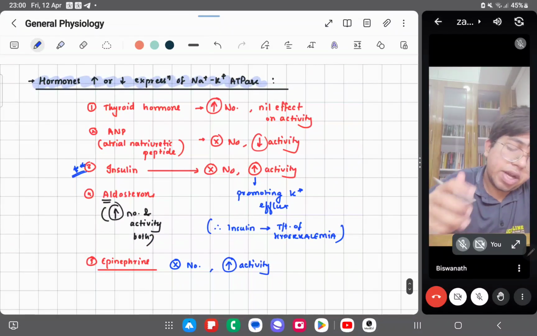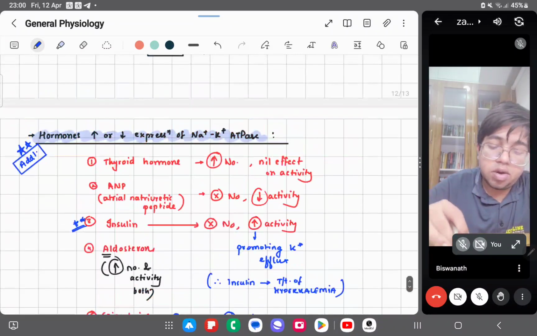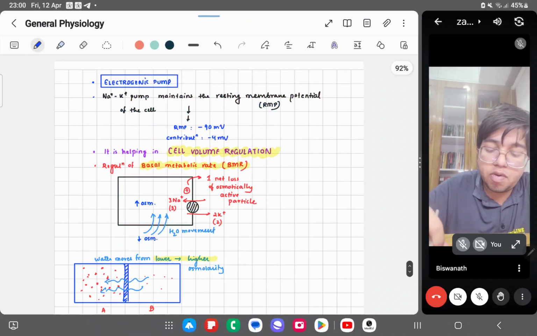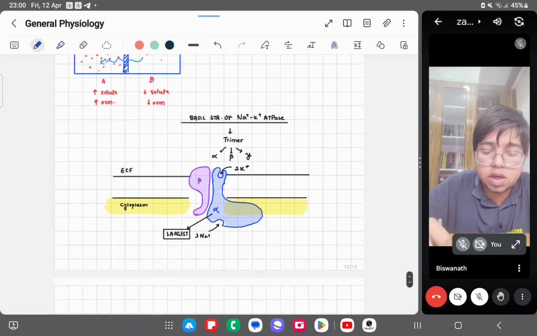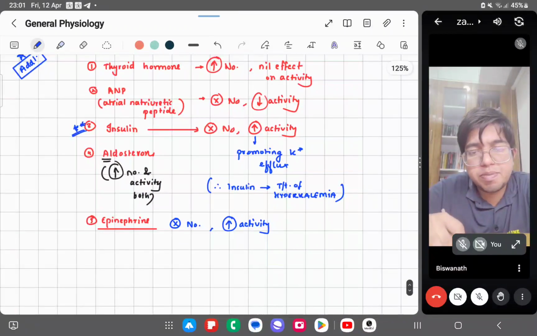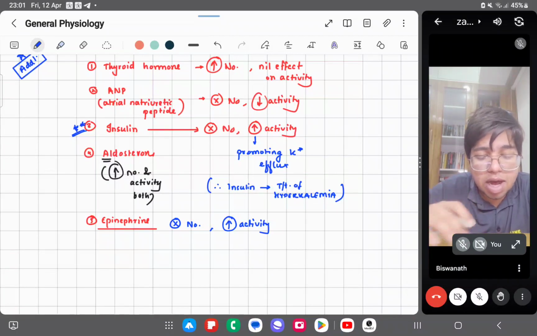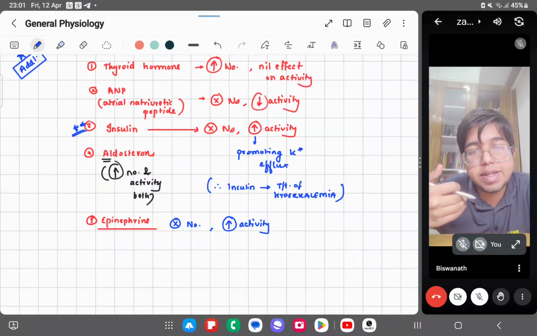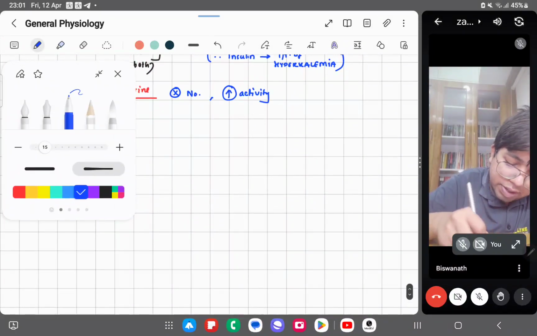So you can add this additional point in your sodium potassium ATPase short note. If you want to write more, you can add this list of 5 hormones. Otherwise, it is not very important. You will encounter these things in many chapters. So I have written it in this format, right? In the next class, we'll talk about secondary active transport.